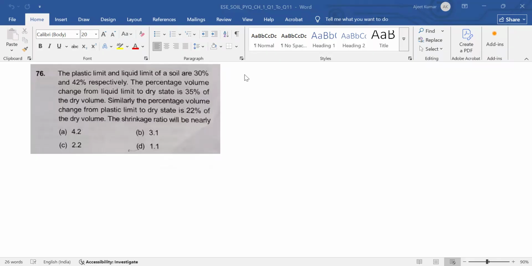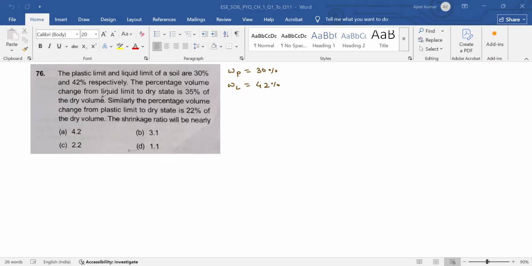So today we will start with question number 76. Question number 76 was asked in Engineering Services Examination ESE 2019. It says the plastic limit and liquid limit of a soil are 30% and 42%. So plastic limit WP is 30% and liquid limit WL is 42%.